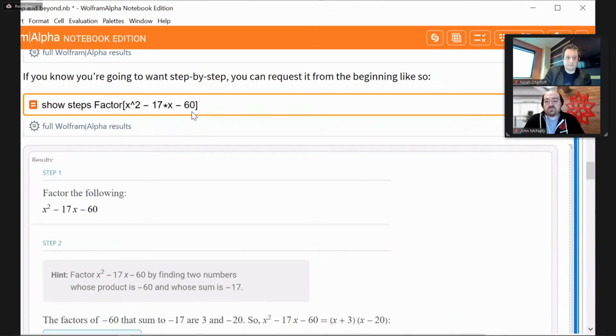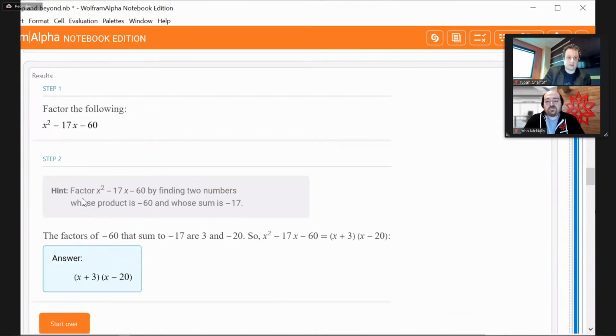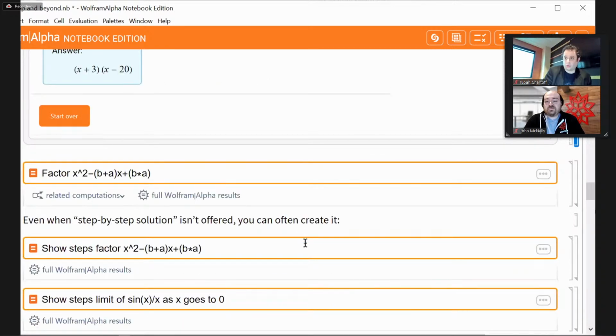Like for example, factoring this out, it goes through the rules of factorization, points out that there are two numbers that multiply to -60 and add to -17, 3 and -20. So those are the things that go into these little parenthetical parts.